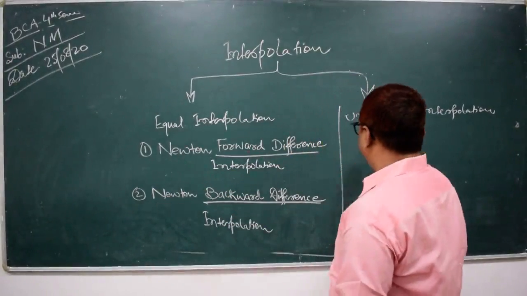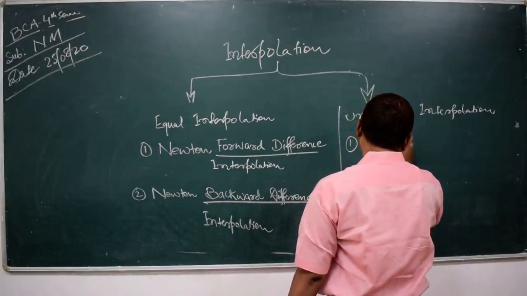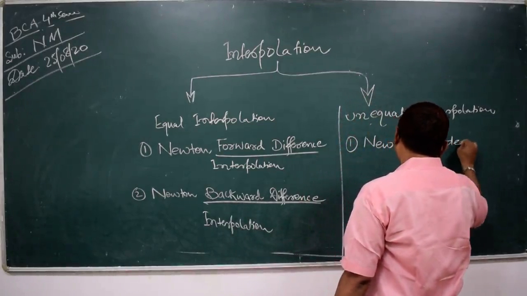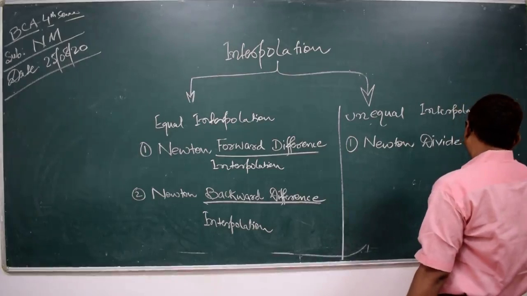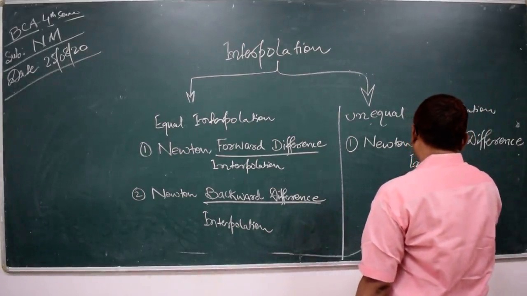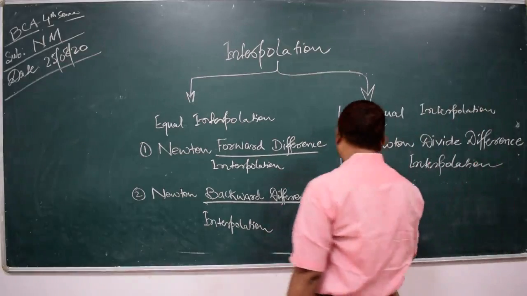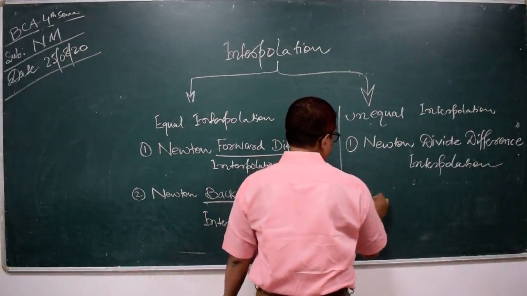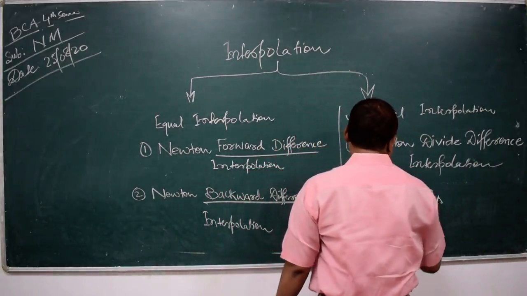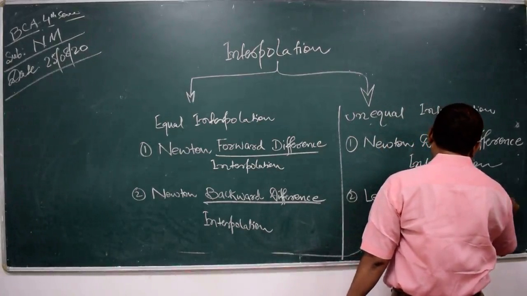Now come to the unequal side. The first one is called Newton divided difference interpolation, and the second one is Lagrange's interpolation.